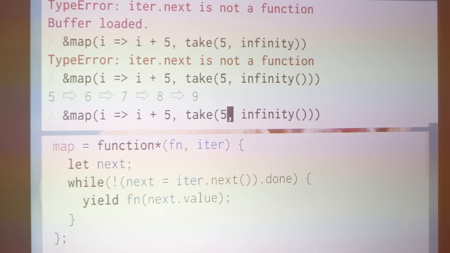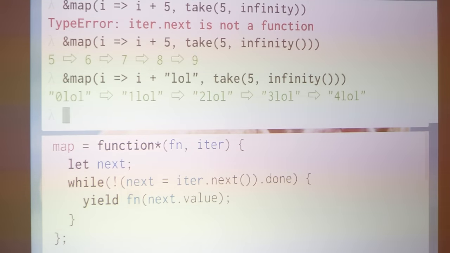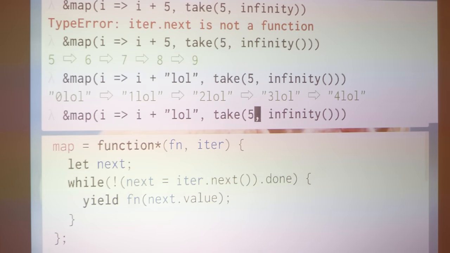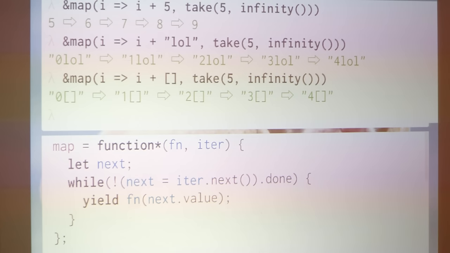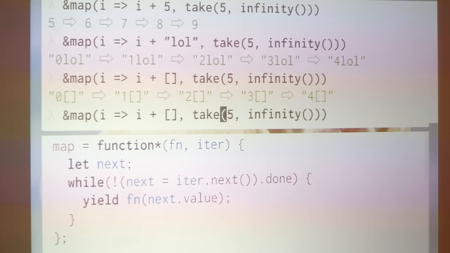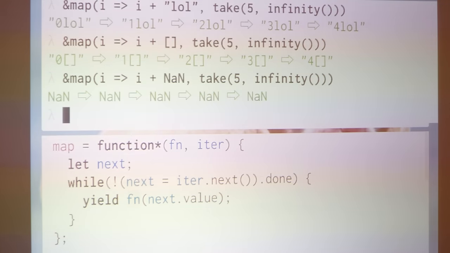That works. We can do interesting things because this is JavaScript. i plus string null. 0 null, 1 null, so obviously. i plus empty array. String 0, empty array, that makes sense. I love JavaScript. Never know what to expect. i plus not a number. It's not a number, quite a lot. Guess it's not. Okay. So that's great, that works.